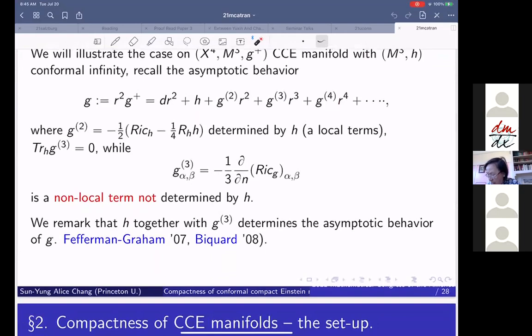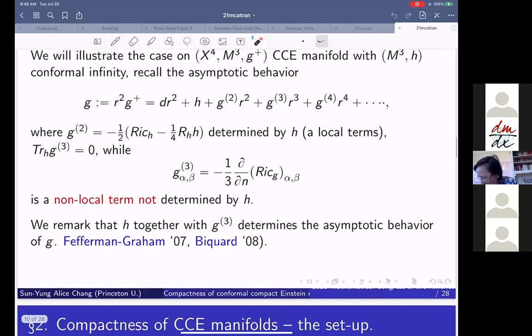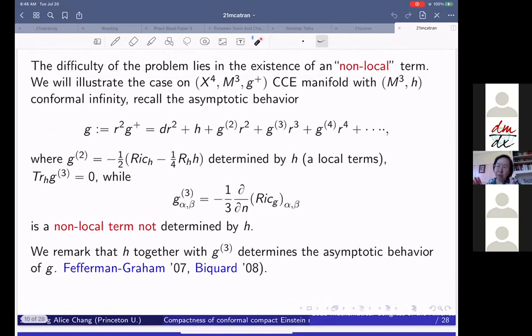Let me remark that although g3 is not determined by h, the work of Fefferman, Graham, and Pichkart actually indicates that given h and given g3, one knows the rest of the coefficients; g is determined by h and g3, at least in an asymptotic neighborhood of the manifold. So our main task is: from the Dirichlet data, how do we get information on the Neumann data?